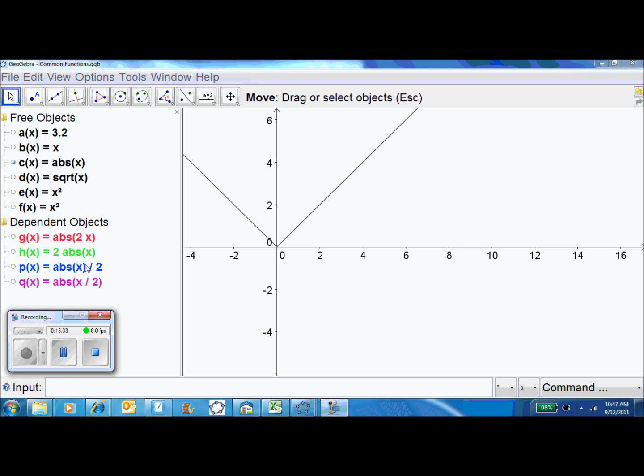P of x equals the absolute value of x, divided by 2. Now it's going to affect the y's, but notice how it actually does shrink it down. It actually shrinks the y values. It does what we expect because it's on the opposite side of the equation from the variable we're affecting.